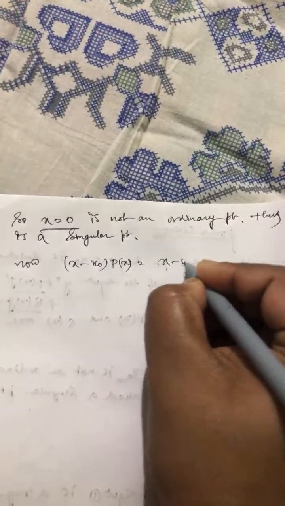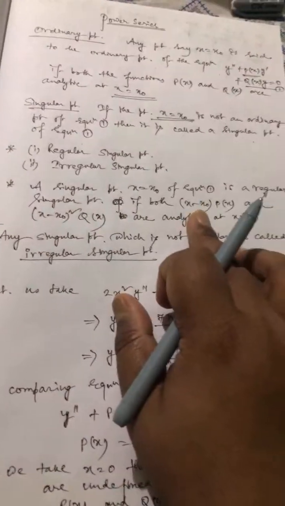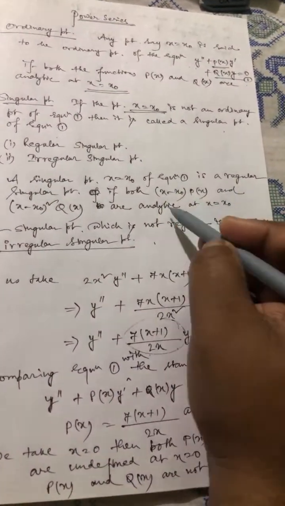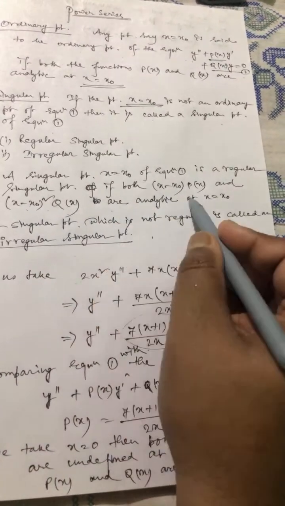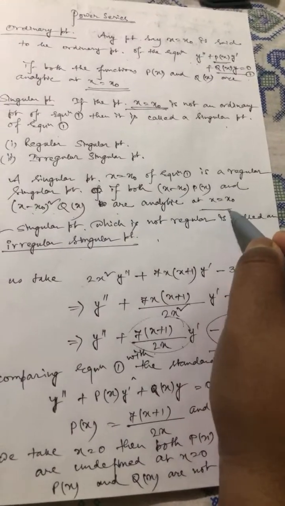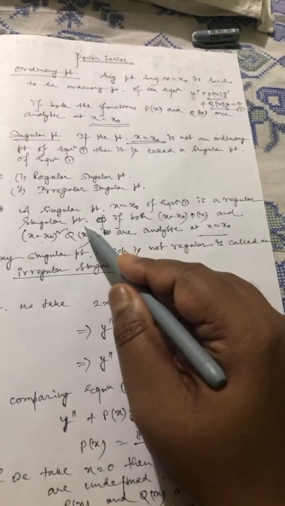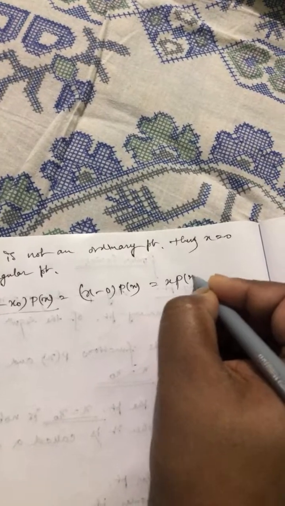we need to check this criteria, (x minus x naught) into p(x). But as I told you, x naught is 0. So here you can see x minus 0 into p(x). Why have I written this criteria? Remember, (x minus x naught) into p(x) and (x minus x naught) square into q(x). If we can show both of these quantities are analytic at x equals x naught, then it will be a regular singular point. So here x naught is 0. So x p(x), this is the ultimate criteria.